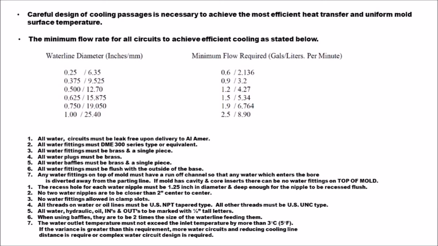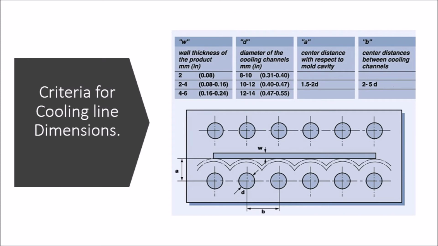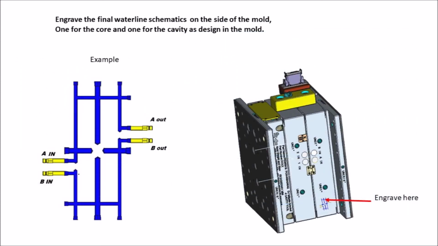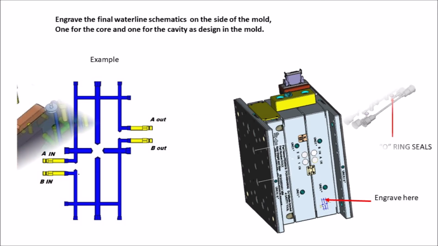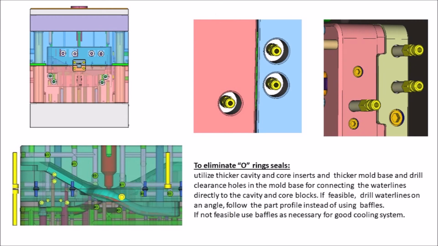Engrave the final water line schematics on the side of the mold. One for the core and one for the cavity as designed in the mold. O-ring seals on the back of the cavity and core inserts for water lines connections are not acceptable. To eliminate O-ring seals, utilize thicker cavity and core inserts and thicker mold base and drill clearance holes in the mold base for connecting the water lines directly to the cavity and core blocks.